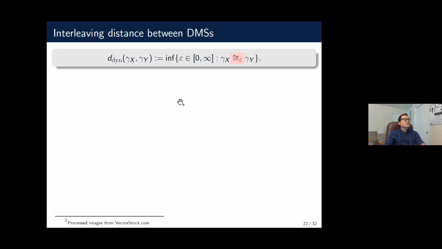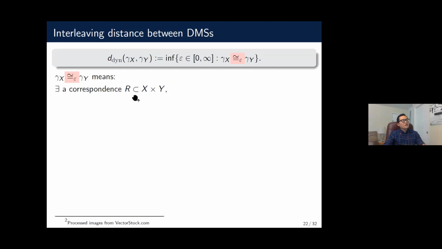So to say the conclusion, we are going to introduce the so-called interleaving distance between dynamic metric spaces. It is defined as the infimum of epsilon for which gamma x and gamma y are epsilon interleaved. What do I mean by epsilon interleaved? That means that there exists a correspondence between sets x and y. A correspondence is nothing but a relation between sets x and y.